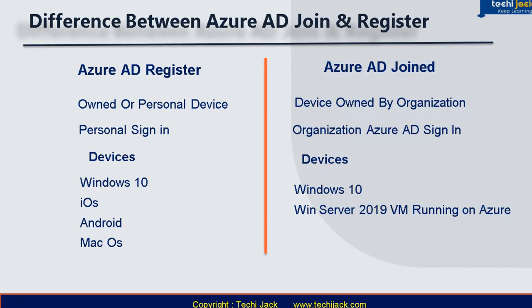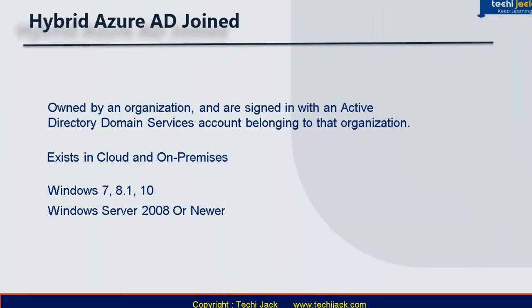We also have a third option, Hybrid Azure AD Join. In Hybrid Azure AD Join, the devices are owned by an organization and are signed in with an Active Directory Domain Services account belonging to that particular organization. You can use the same credentials that you are using in your on-premises Active Directory to sign in with the Azure AD joined devices. It exists in the cloud and on-premises both, and the devices are Windows 7, 8.1, Windows 10 and Windows Server 2008 or newer versions.